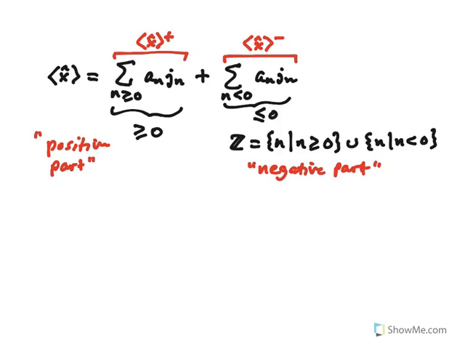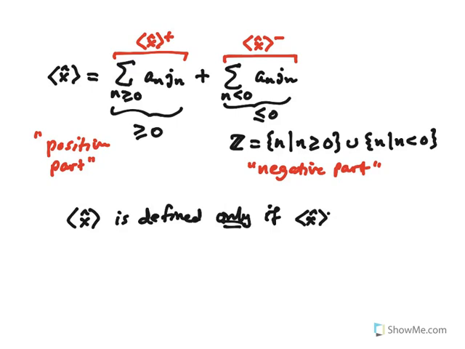Now I'm going to say the following thing. I'm going to say that this expected value is defined in the first place only if the positive part is less than plus infinity, and at the same time the negative part is greater than minus infinity. In other words, they're both finite. You see, the positive part is definitely non-negative, but it could be plus infinity, because that series may diverge. You're adding up a bunch of non-negative terms.